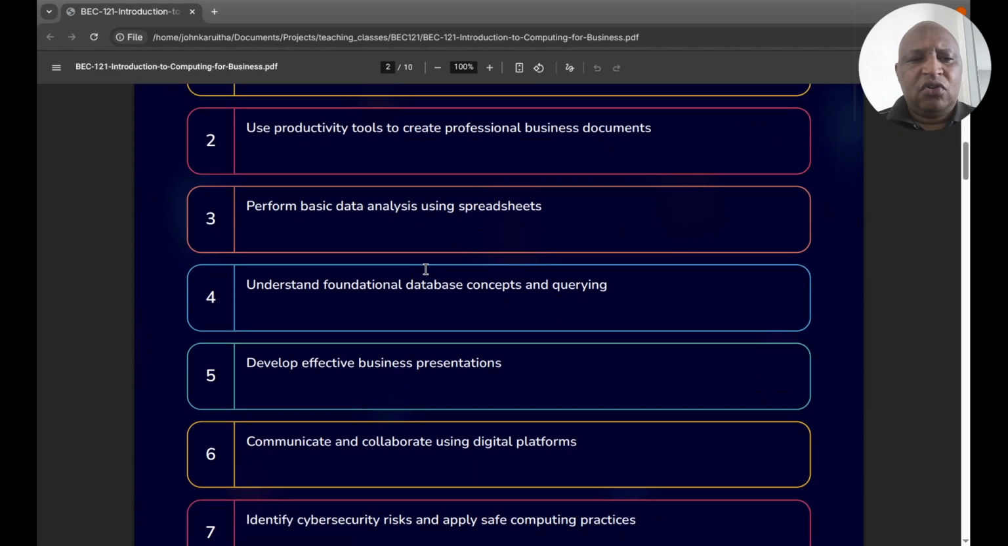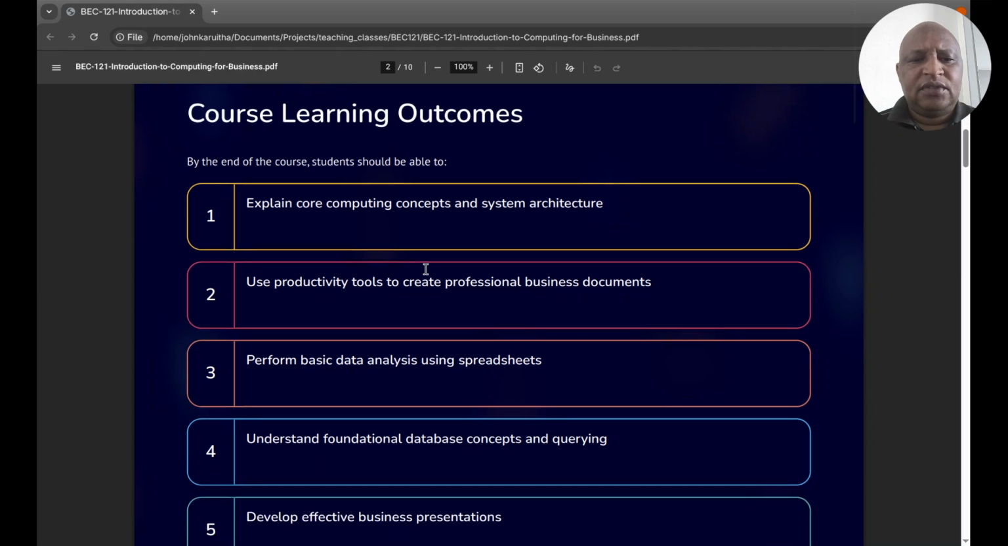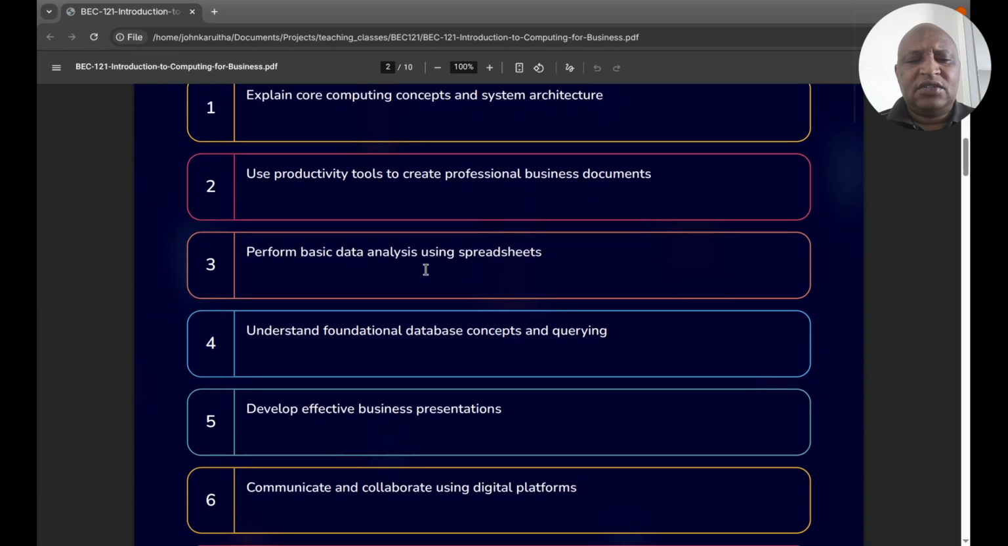So what are the core course learning outcomes? By the end of the course, you should be able to explain core computing concepts and systems architecture. So what is a computer? What is an operating system? What is a CPU? And so on. Number 2, use productivity tools to create professional business documents. Here we are going to look briefly at tools like Microsoft Word, Excel, PowerPoint, and so on. Then perform basic data analysis using spreadsheets. Again, spreadsheets are things like Excel.